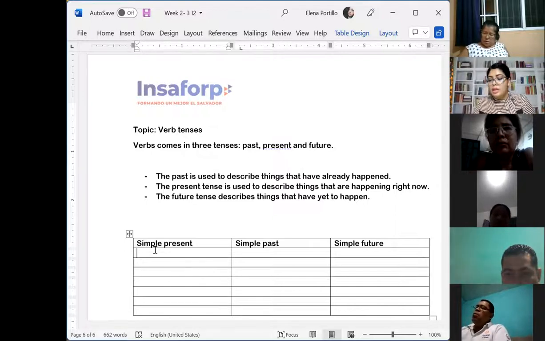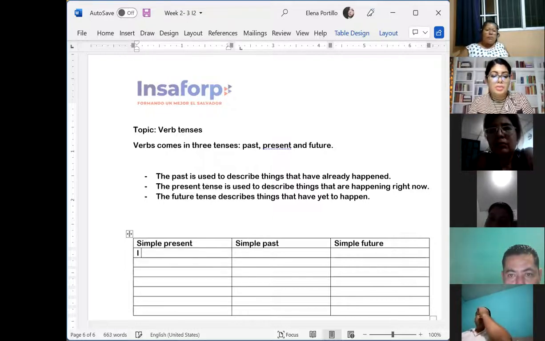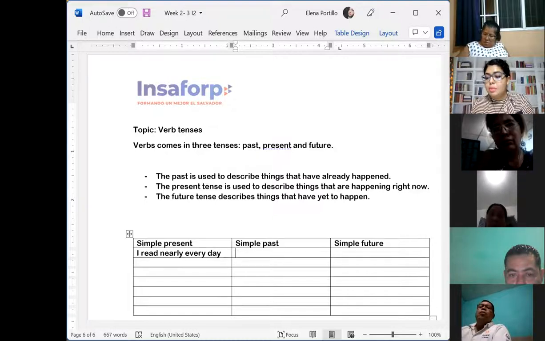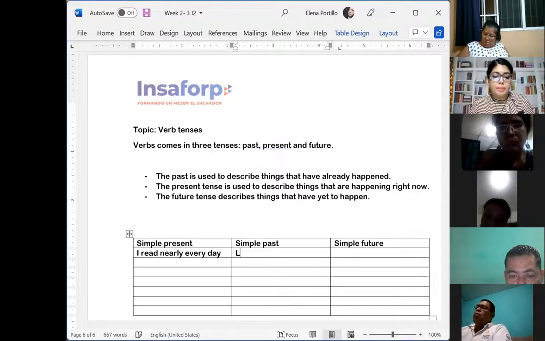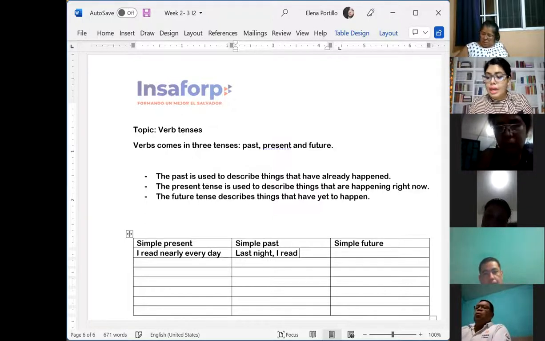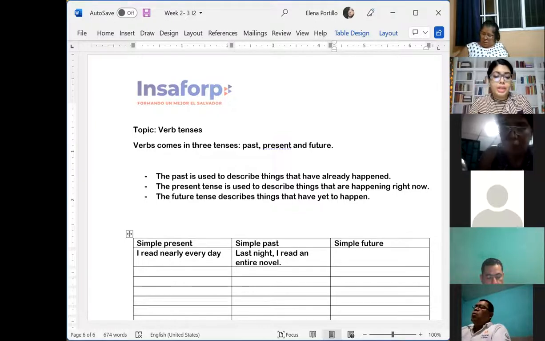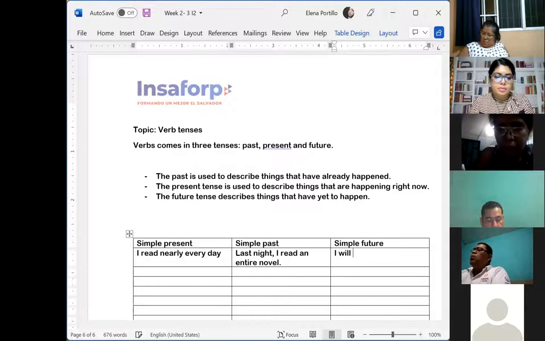So in the first one, we have, I read nearly every day. I read, in this case, the verb is in present without any change. Nearly every day. Then we have the simple past. Last night I read an entire novel. And in the simple future, I will read. I will read as much as I can this year.